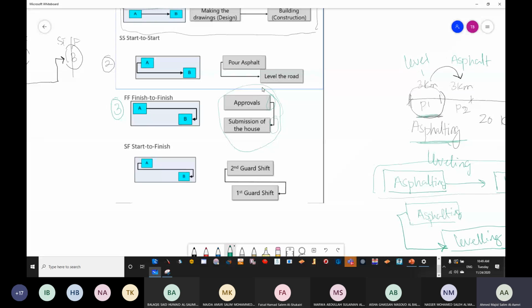The last relationship is start to finish, and this is the only relationship that is not used in construction. Start to finish is the only relationship that normally is not used in construction, and not normally used in major sectors. I mean, in major sectors, because planning is not only in construction, but this is a relationship that is very rarely used. In construction, we can say that it's never used. Anyhow, we can see here now what I said.